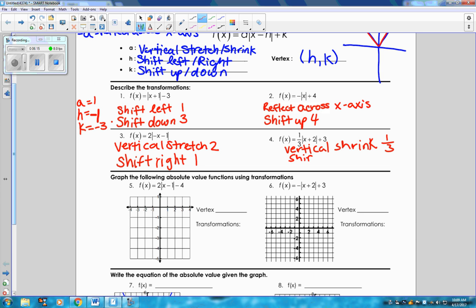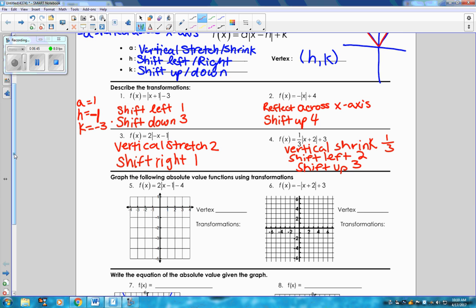Alright, so first he says that we're going to have a vertical shrink of a third. The reason why it's a shrink is because our number, a, is less than 1. Anytime you have a number that is less than 1, it's always going to be a shrink. It's going to get smaller. He also said that it's going to shift left 2, and the reason for that is because h is actually negative 2, not just positive 2. Remember, the formula has the negative h in it. And it's going to shift up 3 because we're adding 3 to the end.